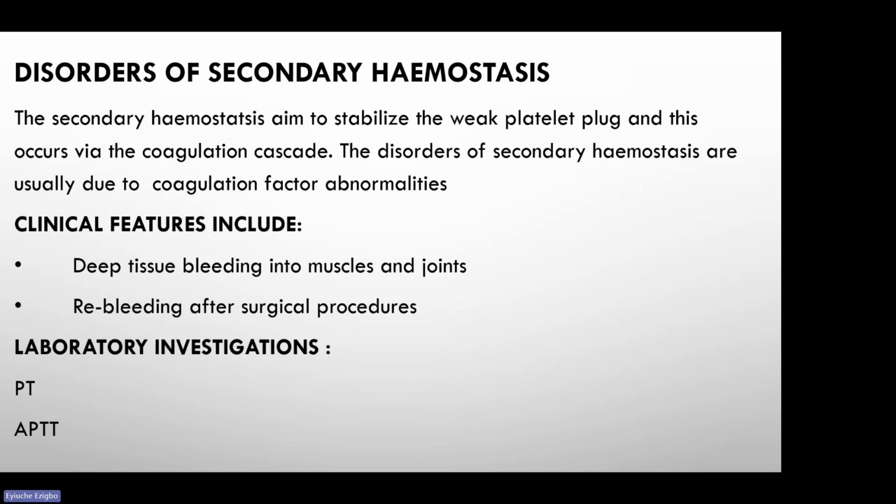The disorders of secondary hemostasis are usually due to coagulation factor abnormalities, the factors that are involved in the secondary hemostatic pathways. So some of the clinical features we will see in disorders of secondary hemostasis include deep tissue bleeding into muscles. We'll see the picture as we go on, and rebleeding after surgical procedures. Some of the laboratory investigations, we use the very basic ones: prothrombin time and activated partial thromboplastin time.